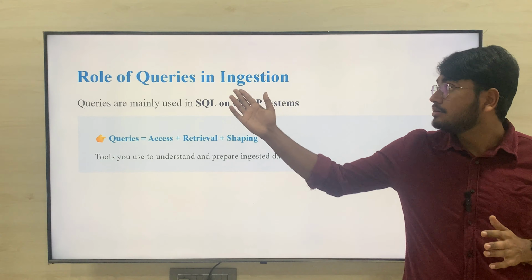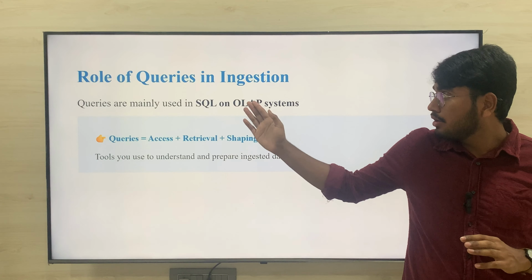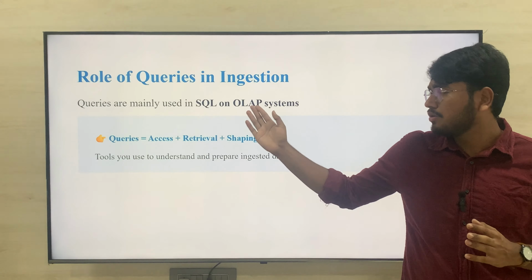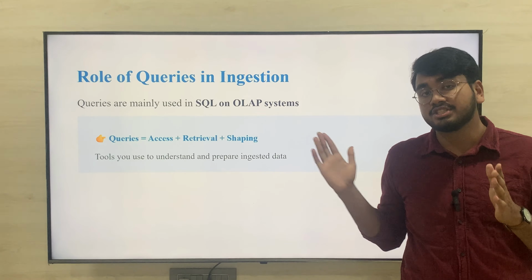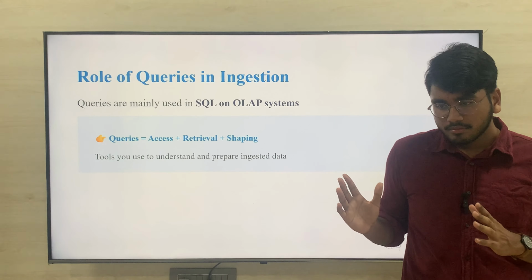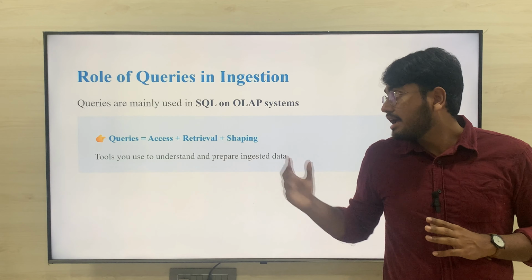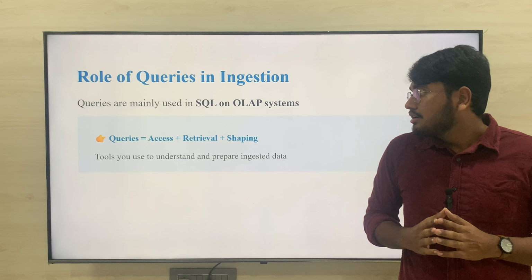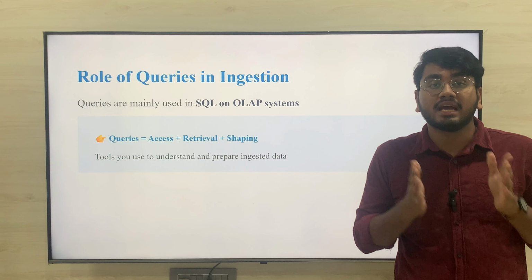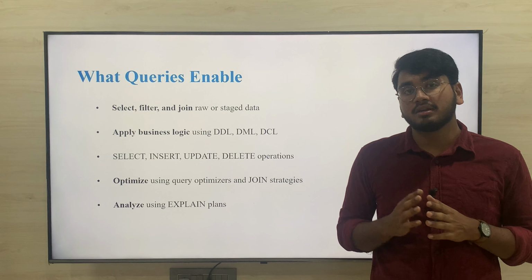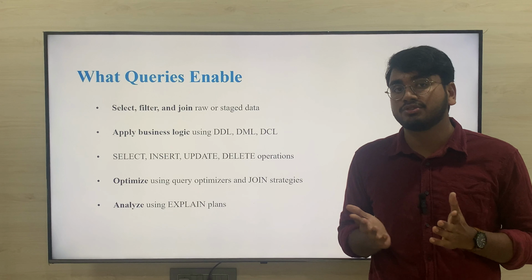First up is queries. So queries are mainly used in SQL on OLAP systems. Wondering what OLAP is? The full form of OLAP is Online Application Processing Systems. So queries allow us to access, retrieve and shape the data. These are actually the tools that are used to understand the data which we have. Now let us look at what the queries tool enables us to do, or the powers that it gives us.